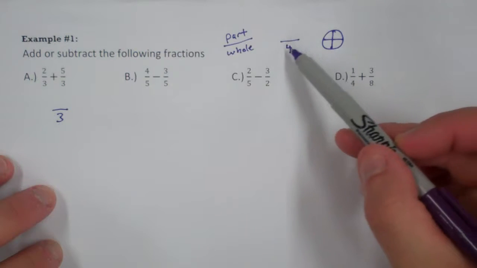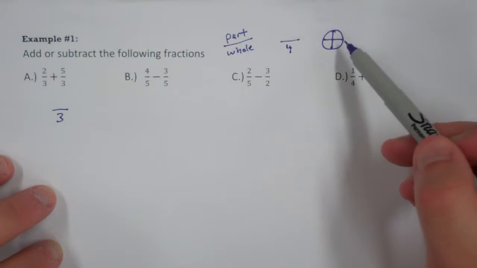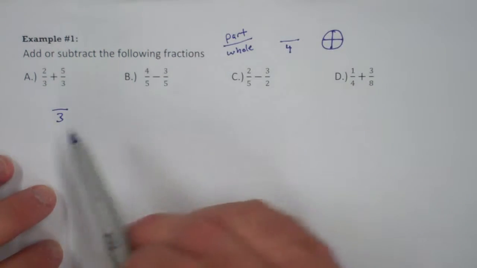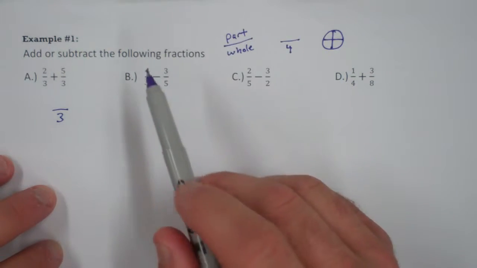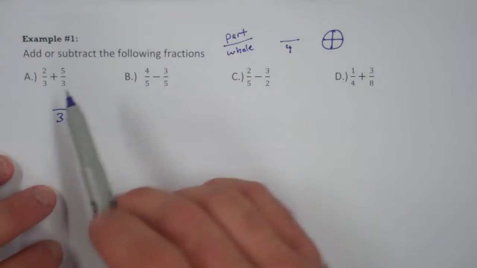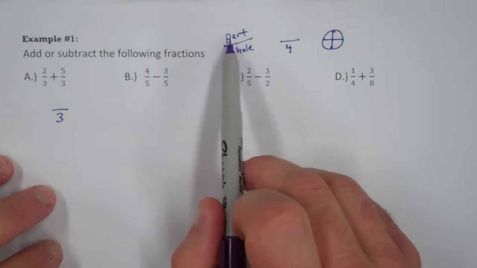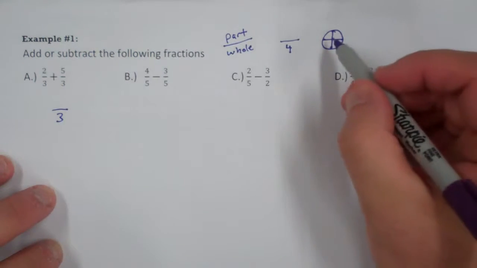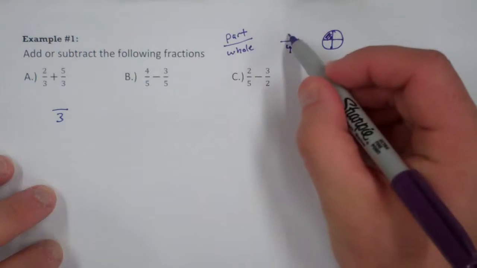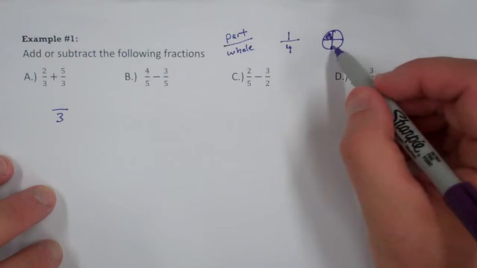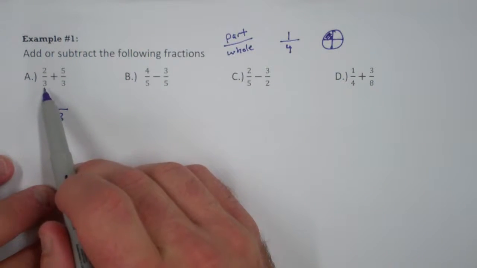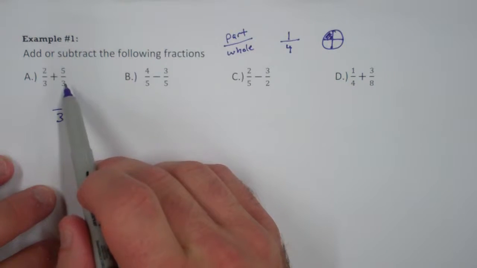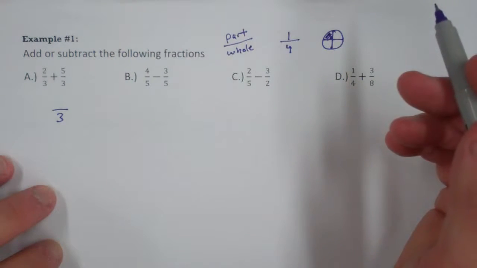So if it's division by 4 here, the bottom part of the fraction is 4, those pieces have to be the same and they'll remain the same. What will change is how many pieces we have, which is the part on the top, the part that you have. So if I shaded just one in, that would be 1 of 4 pieces. Here we have 2 of 3 and 5 of 3, and we need to add those pieces together.